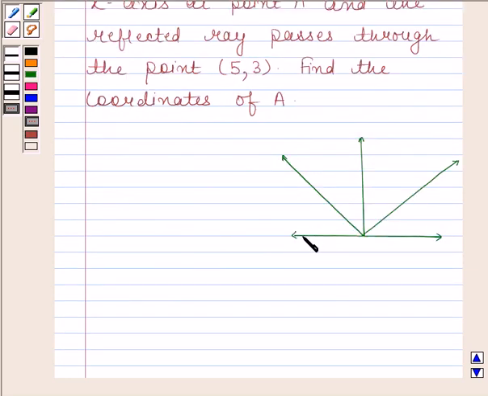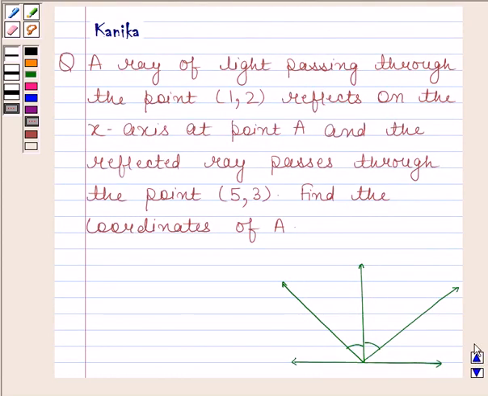We know that if this line is a mirror line, then this line is normal to this line and angle of incidence is equal to angle of reflection. Now in this question, a ray of light is passing through the point (1, 2). So this means this incident ray is passing through the point (1, 2). Let this point be P.